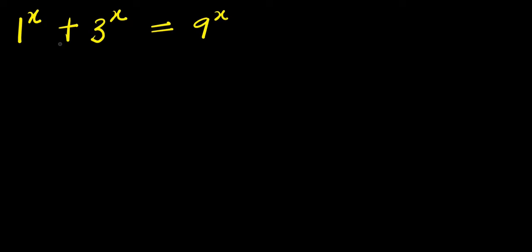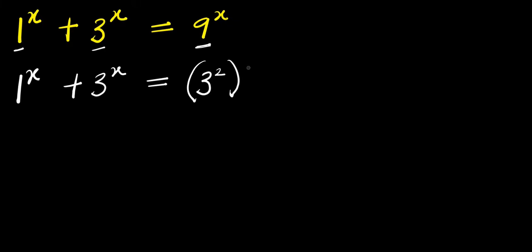Hello, how do you solve this exponential problem? This is such a weird Olympiad exponential problem: 1 to the power of x plus 3 to the power of x equals 9 to the power of x. So we can simply have this as 1 to the power of x plus 3 to the power of x equals 9, which is a perfect square, 3 to the power of 2, and this to the power of x.